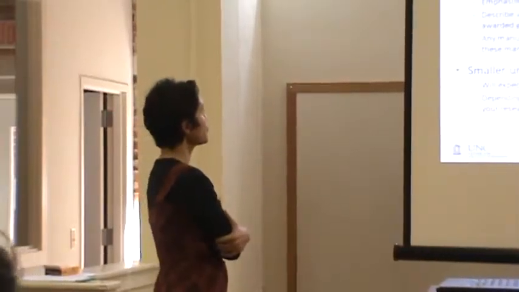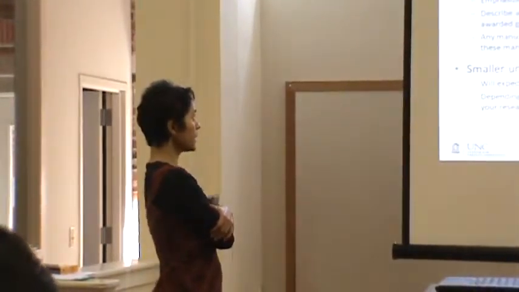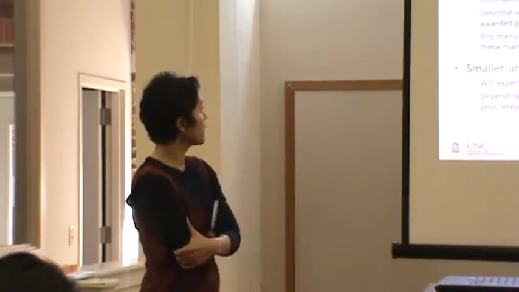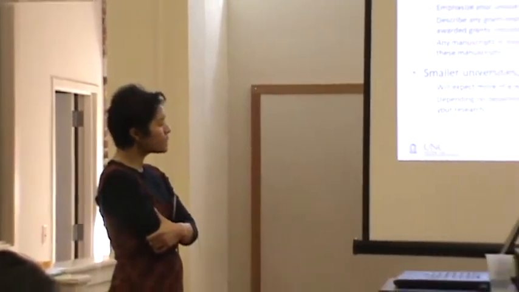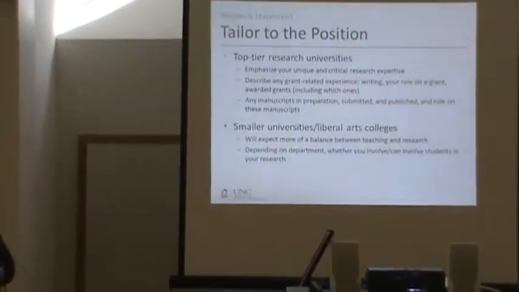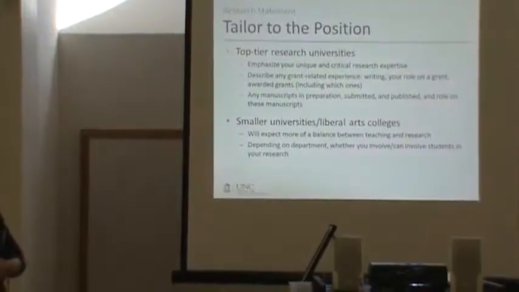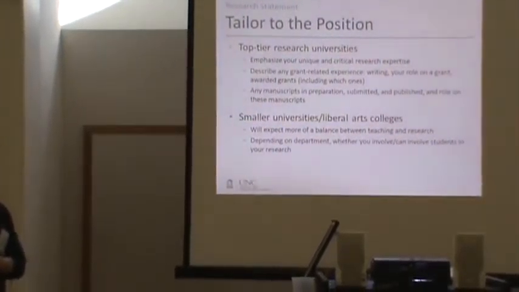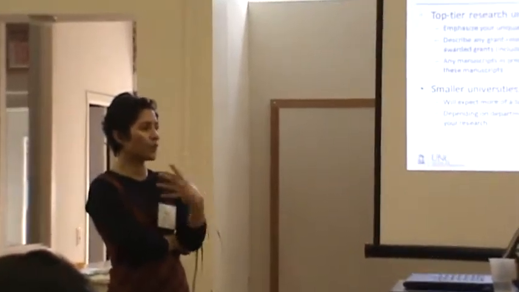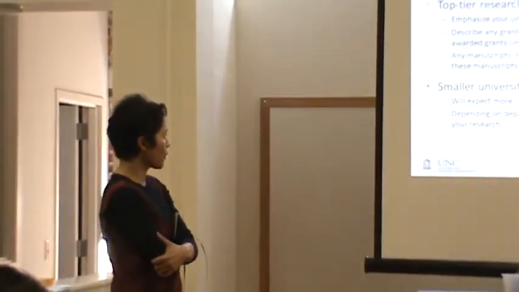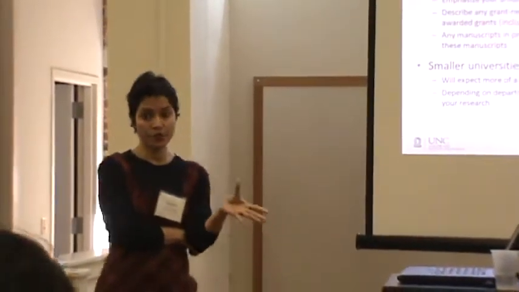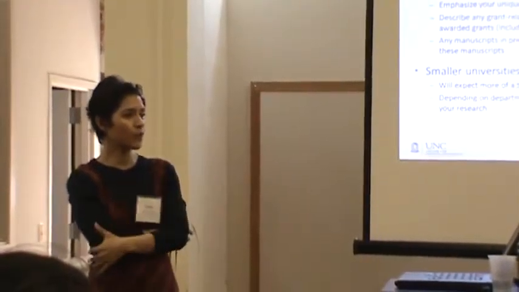And so here are some thoughts. If it's a top-tier research university like UNC, you really want to talk about the specific research expertise that you have that you can contribute to this department. Grants, your role on the grants. If you haven't been awarded any grants specifically, your role, and really build up on that. Any manuscripts, and at this stage in your career, you may not have a whole lot of published manuscripts, so even talk about the manuscripts in preparation.